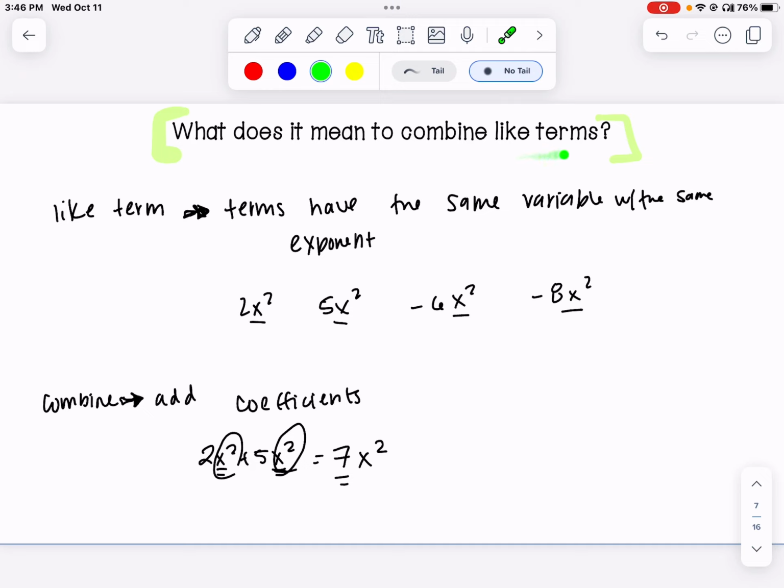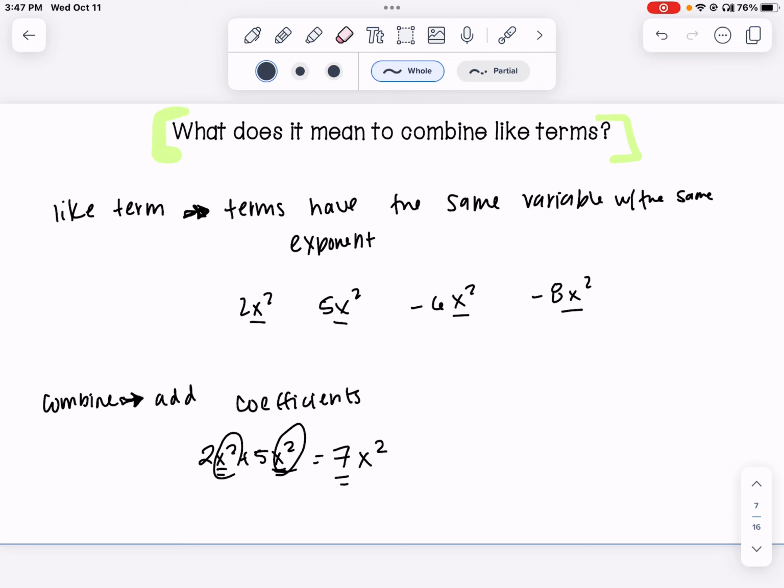So the first thing to do is define what is meant by like terms. Like terms are any terms that have the same variable with the same exponent. My example here is 2x squared, 5x squared, negative 6x squared, negative 8x squared. All of these have an x squared on them, so not just x, not just something squared, very specifically an x squared. When we are combining these like terms, we're just adding the coefficients.